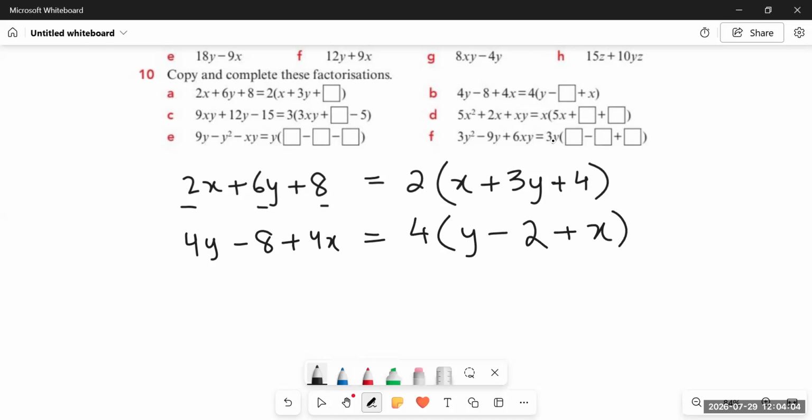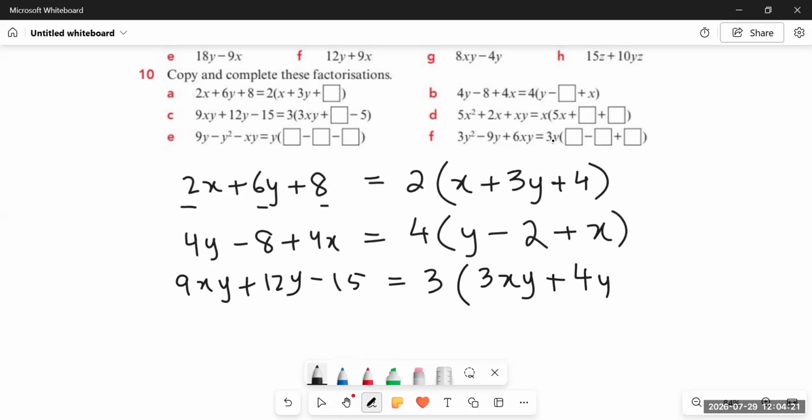This is the answer. Then between 9xy plus 12y minus 15, between 9, 12, and 15, 3 is in common. So we'll open up the bracket. 3 3s are 9, xy, plus 3 4s are 12, y, minus 3 5s are 15.